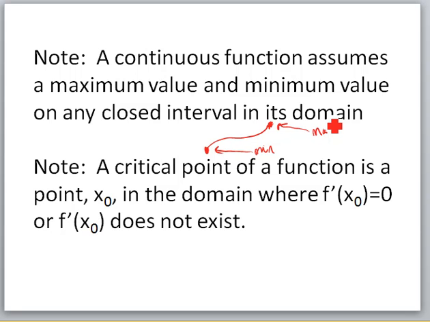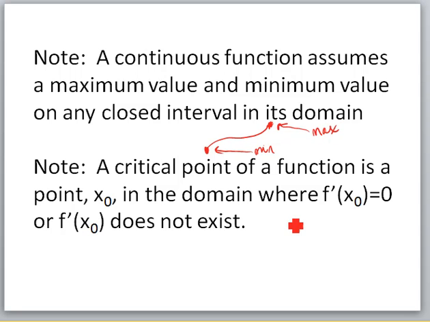And the second note I have is about a critical point. A critical point of a function is a point x sub 0, I'll name it, in the domain where the first derivative equals 0 or where it does not exist.